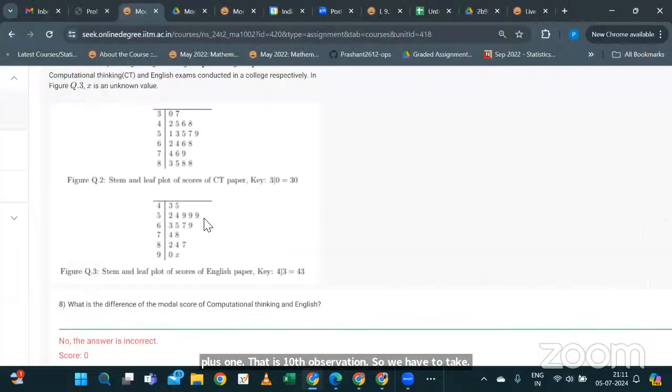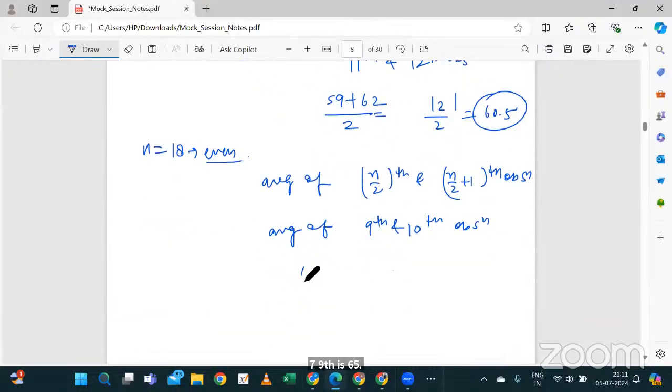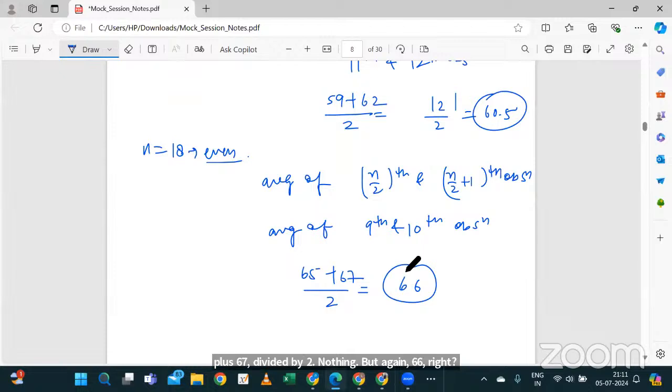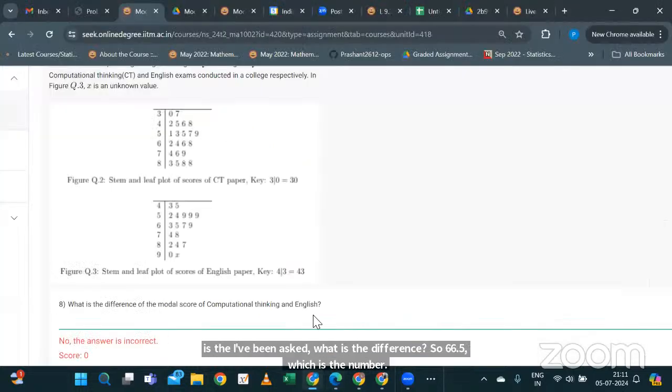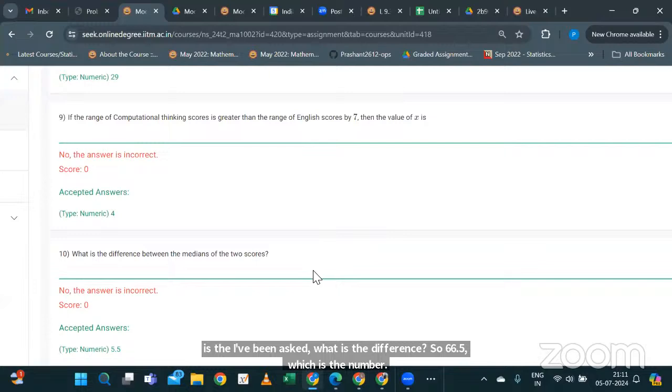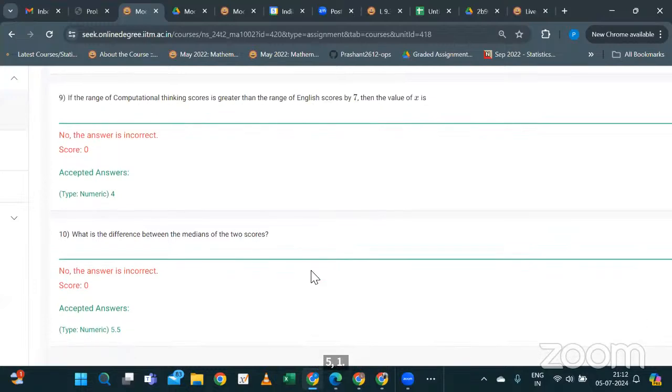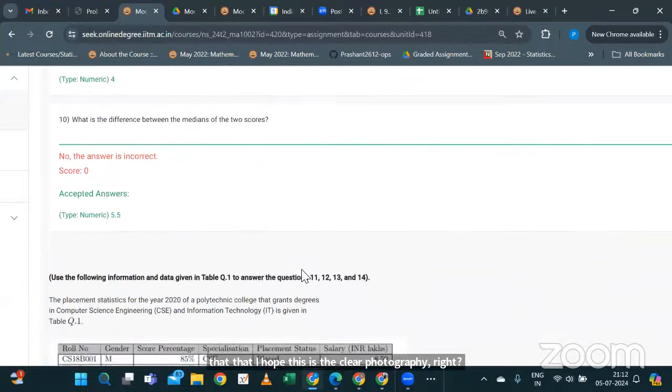So what is the 9th observation? 9th is 65 and 10th is 67. So it will be 65 plus 67 divided by 2, which is nothing but 66, right? The question is, we have been asked what is the difference. So 66 minus 60.5, which is nothing but 5.5. Okay, I hope this is clear to all of you, right? Yes, sir.